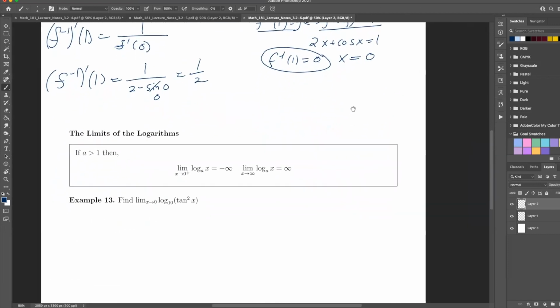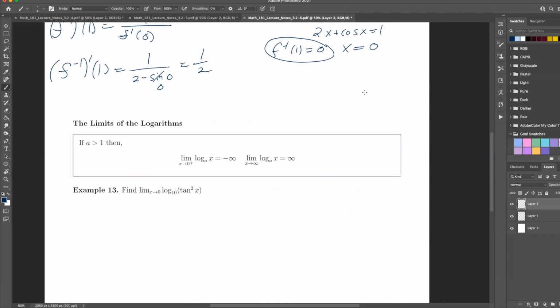But let's do some limits. So here's just some limits for logs. If we look at the graph of the logarithmic function, as x gets closer and closer to zero from the positive side, the function gets closer and closer to minus infinity. As x goes to infinity, it goes to infinity. It's increasing at a very, very slow rate, but it's still increasing. It's always increasing, so it'll eventually get to infinity.